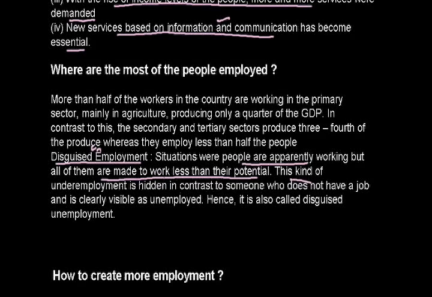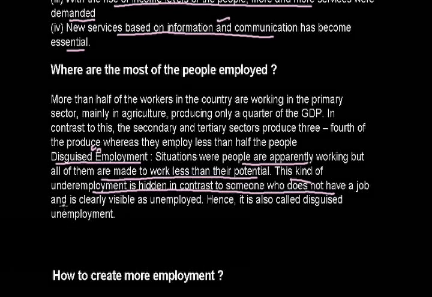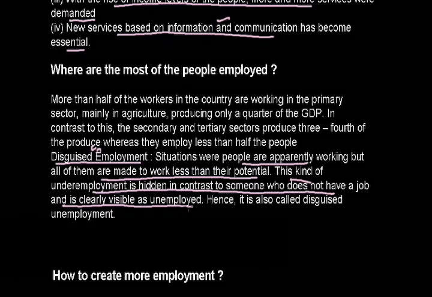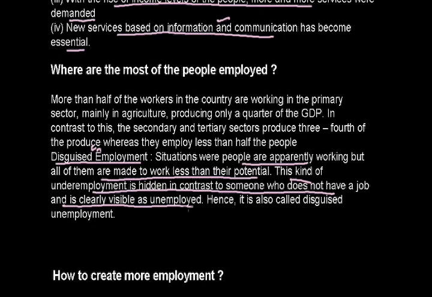This kind of underemployment, also known as disguised unemployment, is hidden, in contrast to someone who does not have a job and is clearly visible as unemployed. If a person is not doing any type of job, you will simply say that this person is unemployed. But if a person is doing some type of job, it will seem to you that this person is employed. But if the person is not contributing up to his potential, according to economics, that person is not totally employed. That person is underemployed, and this is termed as disguised unemployment.